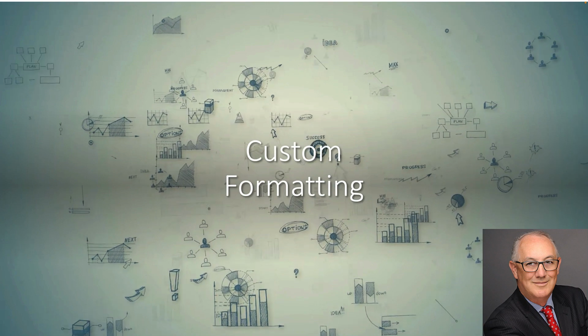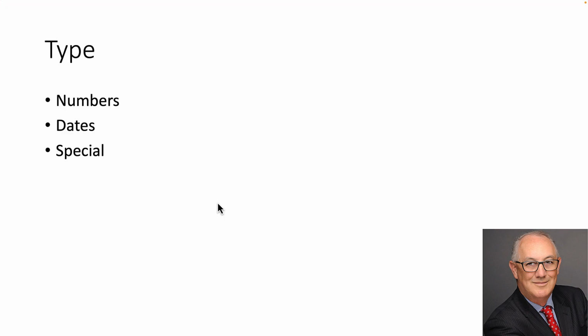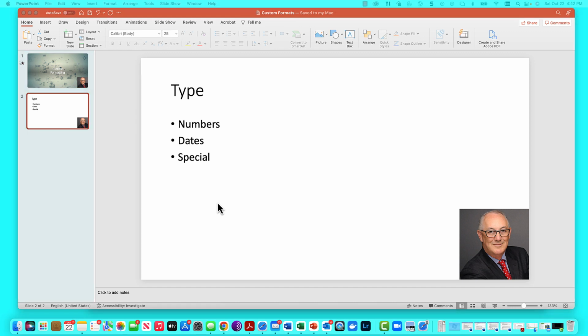This time we're going to take on custom formatting in Excel. Now we're going to look at three types of things: numbers, dates, and special types of numbers that you can do and how we can take advantage of those. We're really going after the custom formatting features here, advanced formatting. So let's pop over to Excel.